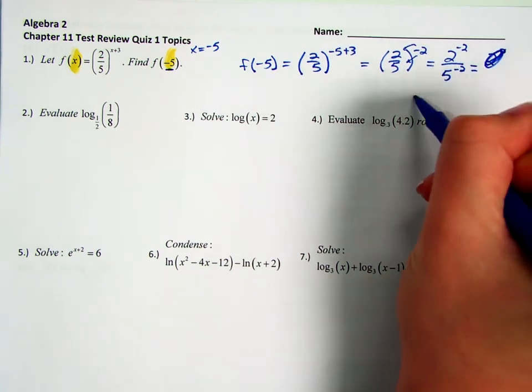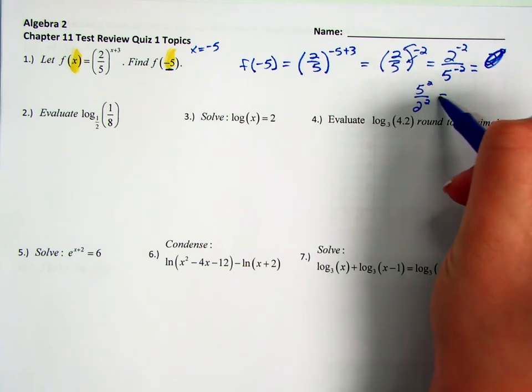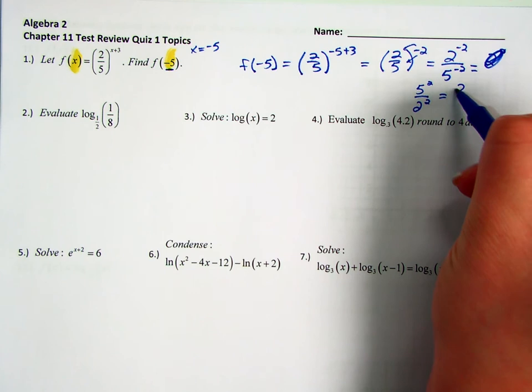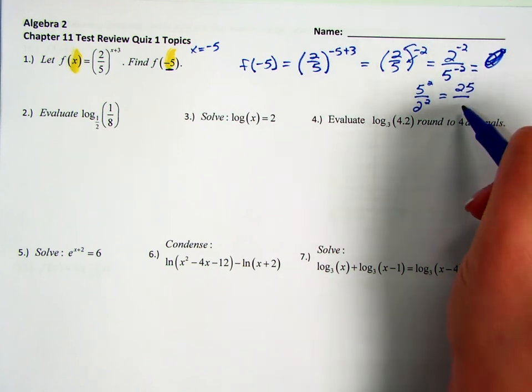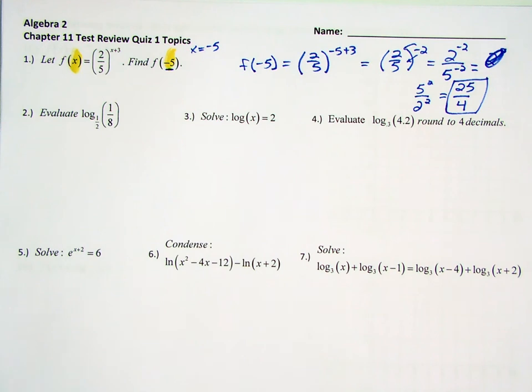So we're going to move the 2 to the bottom, making it 2 squared on the bottom, move the 5 to the top, making it 5 squared on top. And now we can actually do that exponent. So 5 squared is 25, 2 squared is 4. So 25 over 4 should be your final answer.